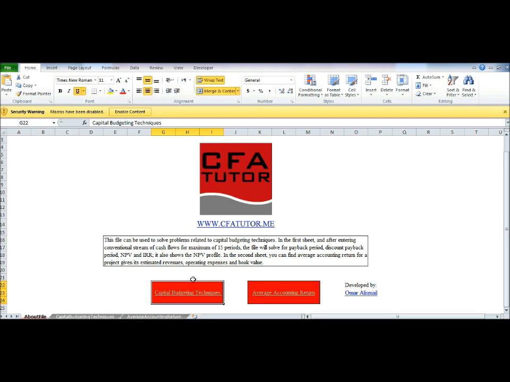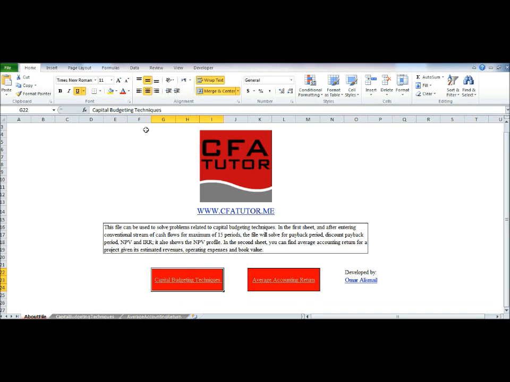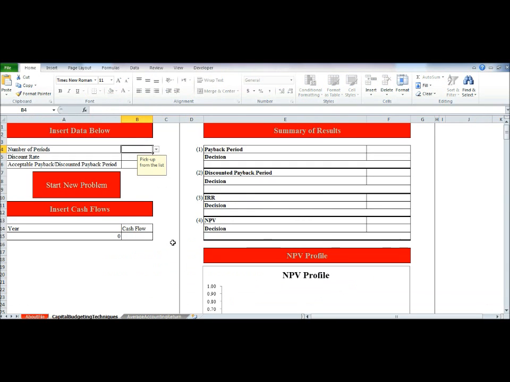Now, if you go to the Excel sheet, before I see the problem, make sure first of all you have to enable the content, because there are macros in these sheets. They're not going to work unless you enable the content. So make sure you enable the content, and then let's go to the first sheet. Again, profitability index was by mistake not included in the Excel sheet, but again, it's not that hard to find once you find the NPV.